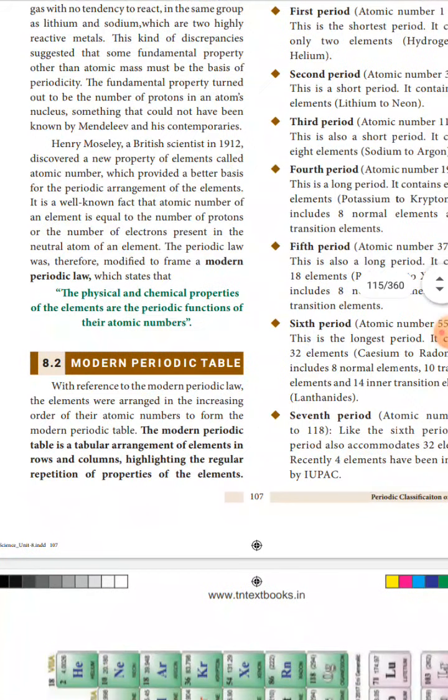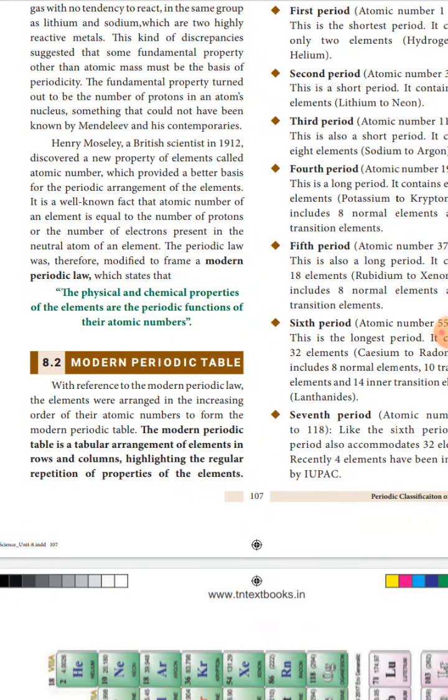Next, the modern periodic table. With reference to the modern periodic law, he arranged elements in the increasing order of atomic number. The early concept was that atoms are arranged based on atomic mass, but this was changed to arrange the elements in the order of increasing atomic number. The modern periodic table is a tabular arrangement of elements in rows and columns, highlighting the regular repetition of properties of the elements. Sometimes you will be asked what the modern periodic table is.